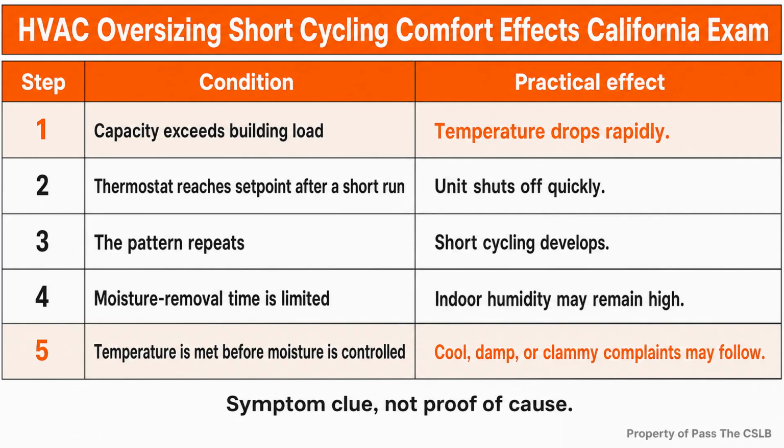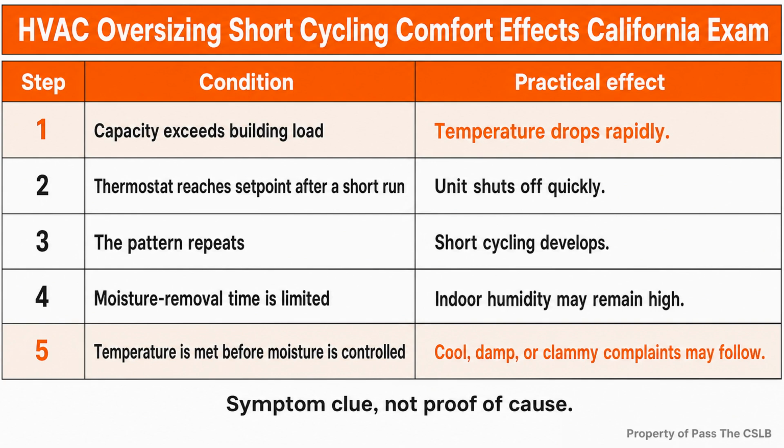I am not saying every damp house proves oversizing. Duct problems, controls, installation defects, and other conditions can produce complaints. I am saying that rapid cycling combined with cool but clammy conditions is a defect clue that justifies reviewing the load calculation, equipment selection, and installation documents.